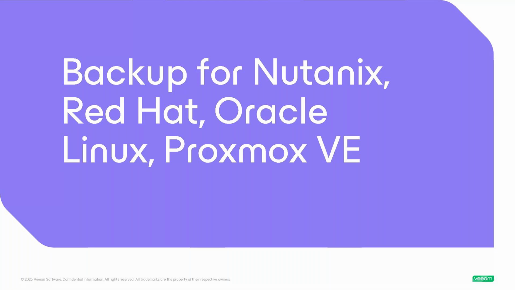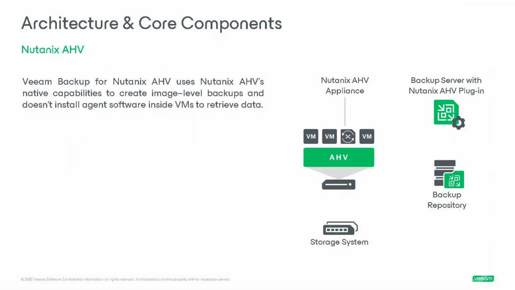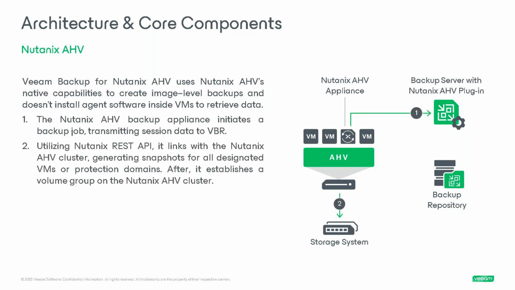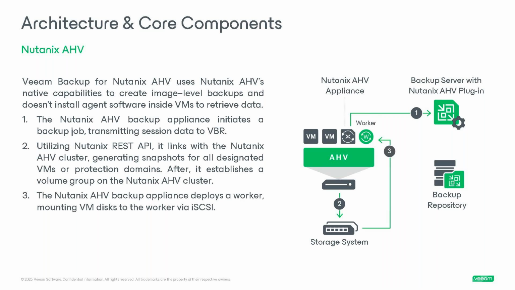The next few will focus on Nutanix AHV, Red Hat KVM, Oracle KVM, and Proxmox VE. Nutanix AHV uses its native capability, and in 12.3 we added the integration with Nutanix guest tools, so it can create image-level backups. It is agentless. Using the REST API, it links with the cluster, creates a snapshot, and deploys a worker, which is like a proxy. Those are almost interchangeable at this point. It mounts the VM disk to the worker via iSCSI, almost like hot add, you could think of it.